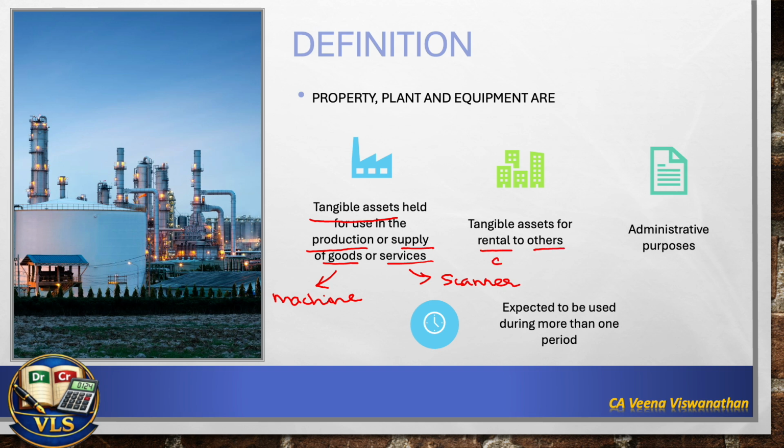Example, a business buys cars and rents them to the customers. So here the car becomes property, plant, and equipment for the business. It could also be those assets which are purchased for administrative purposes. For example, office furniture, computers, etc. One of the main conditions for it to be property, plant, and equipment, the asset should be expected to be used for more than one accounting period. In simple words, it covers all long term physical assets that help a business operate and generate revenue over several years.